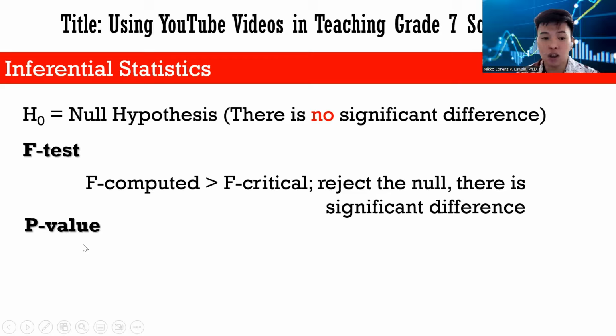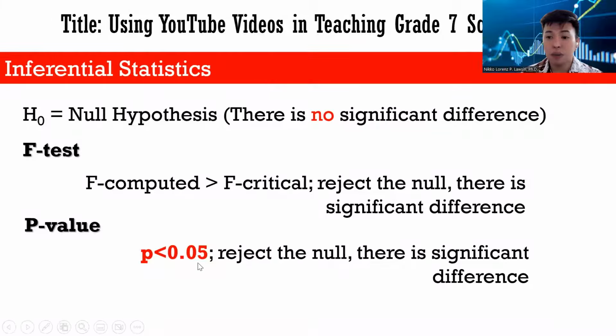Now, in modern publications, we are using p-value. In other research journals, they are combined. We are using f-test plus p-value. But in some journals, they are just using p-value. So if the p-value is less than 0.05, that's the time that you reject the null. Therefore, there is significant difference. If the p-value is greater than 0.05, we can say that we accept the null. Now, the p-value stands for the probability.